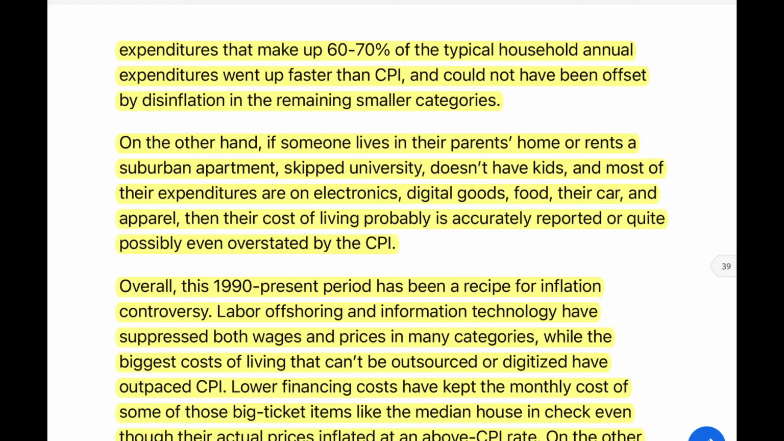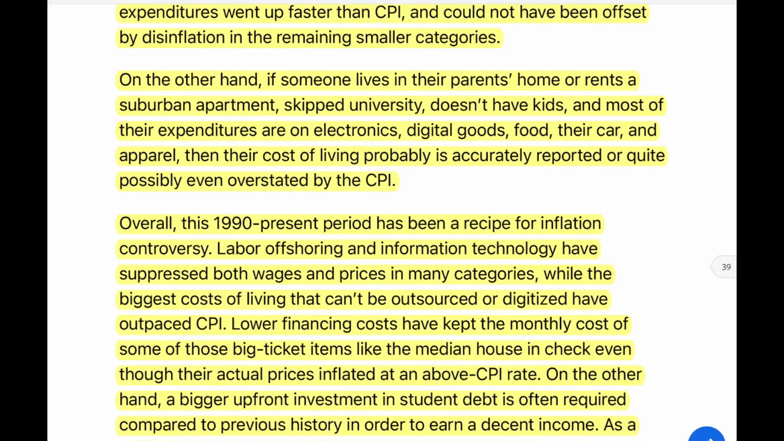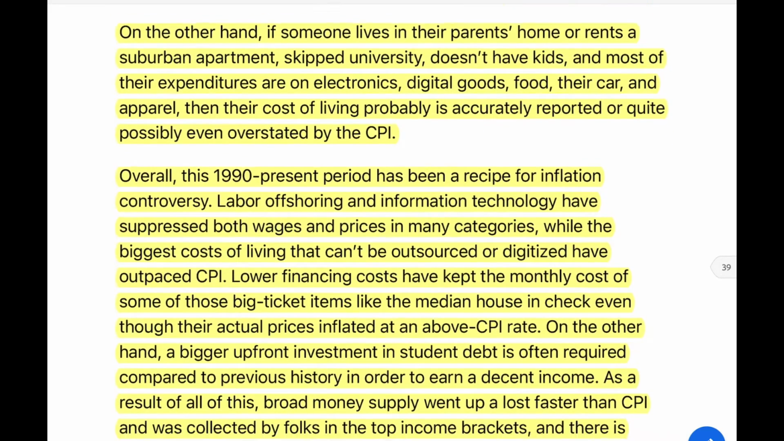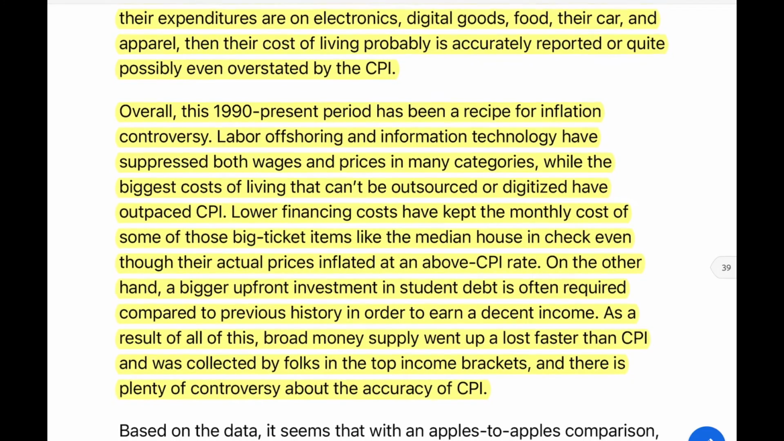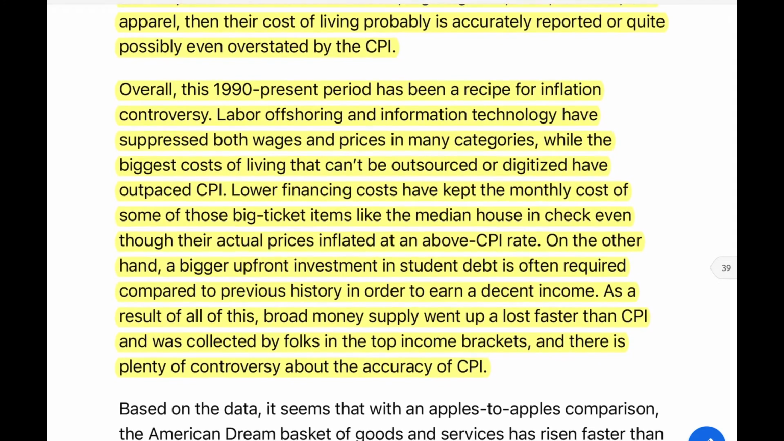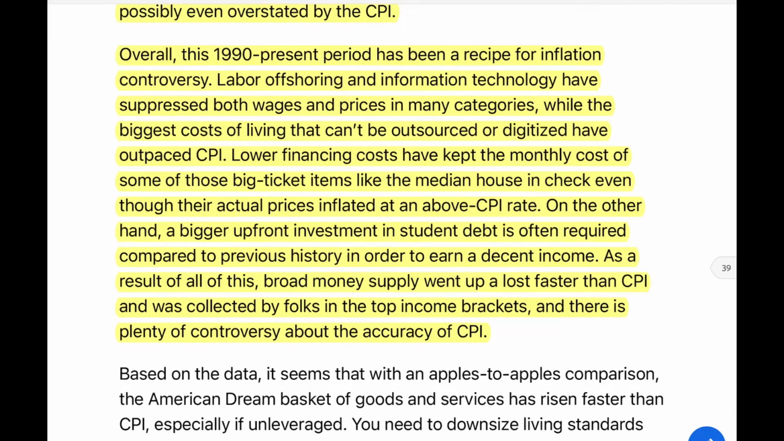On the other hand, if someone lives in their parents' home or rents a suburban apartment, skipped university, doesn't have kids, and most of their expenses are on electronics, digital goods, foods, their car, and apparel, then the cost of living probably is accurately reported or quite possibly even overstated by the CPI. Overall, this 1990 to present period has been a recipe for inflation controversy.